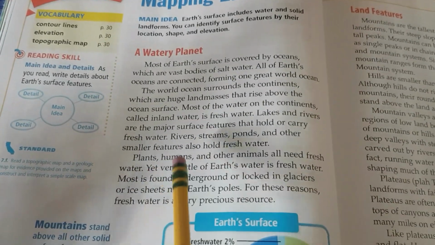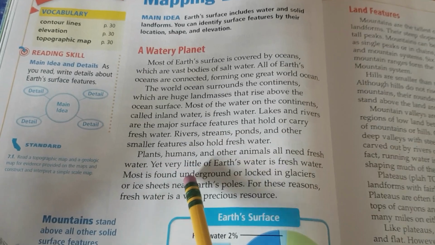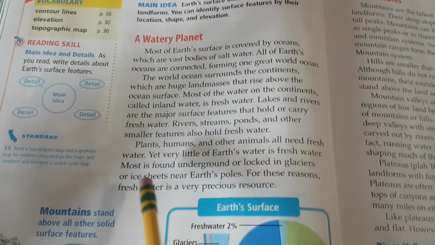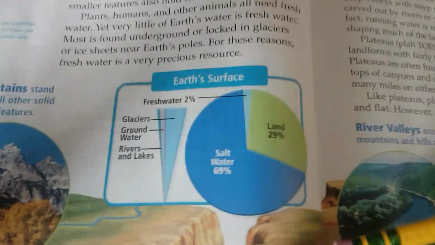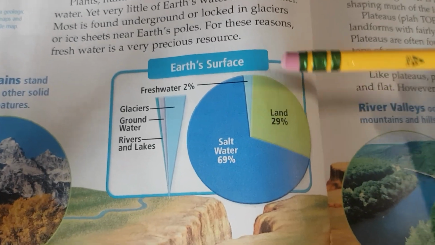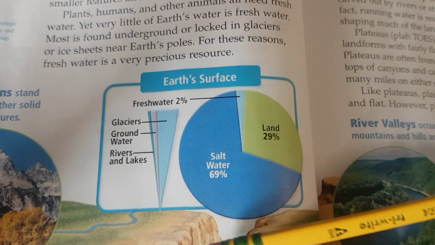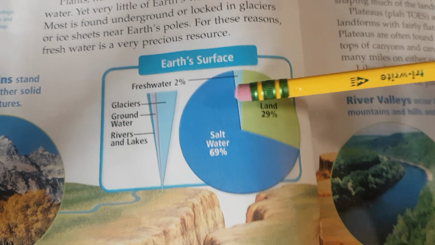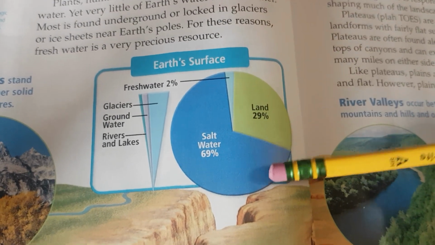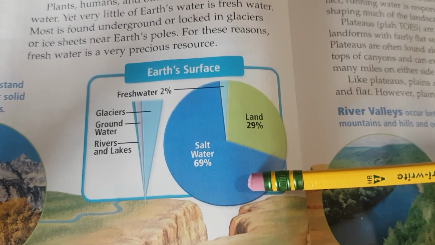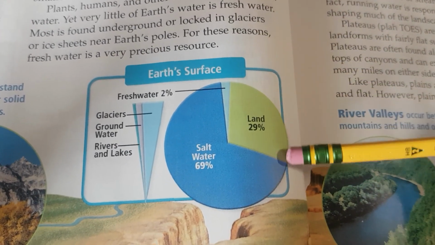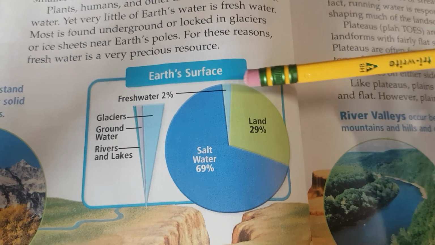Okay. Plants, humans, and other animals all need fresh water, yet very little of Earth's water is fresh water. Most is found underground or locked in glaciers or ice sheets near the Earth's poles. For these reasons, fresh water is a very precious resource. So let's look at this little graph. They're saying that if you take all the water in the entire world, 69% or almost 70% of the Earth's water is salt water in oceans that we can't even drink. Then the remaining 30% looks like this.